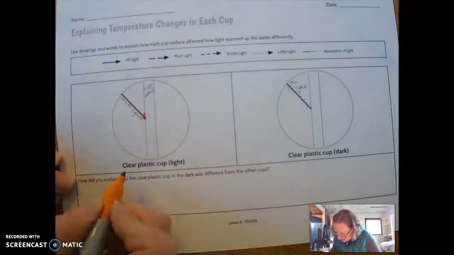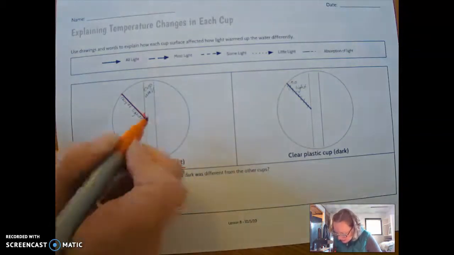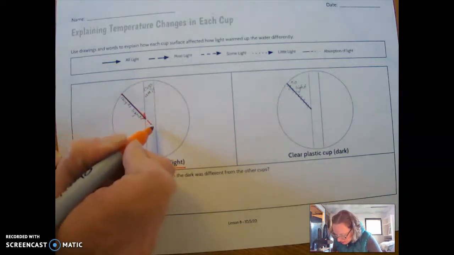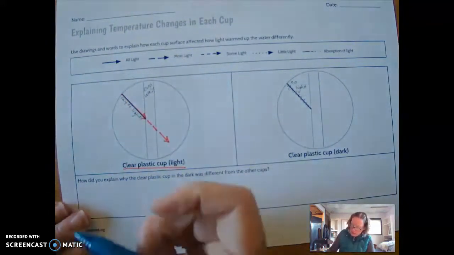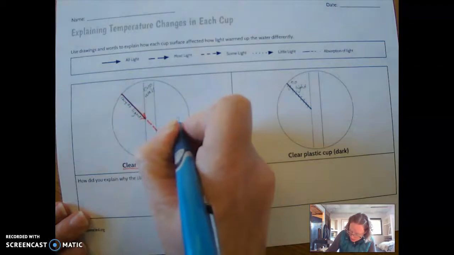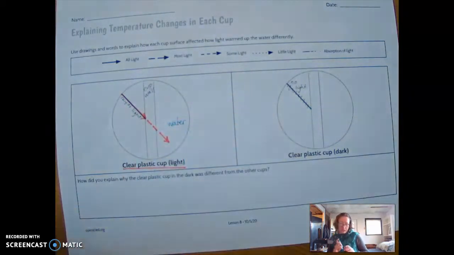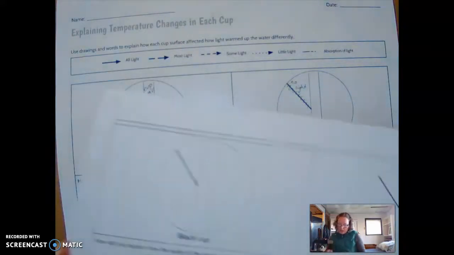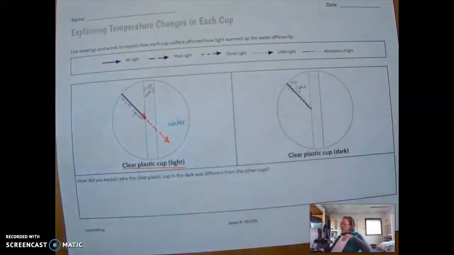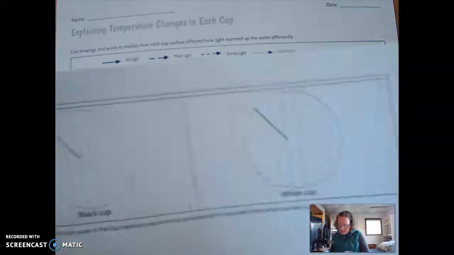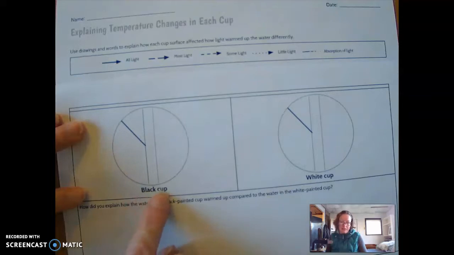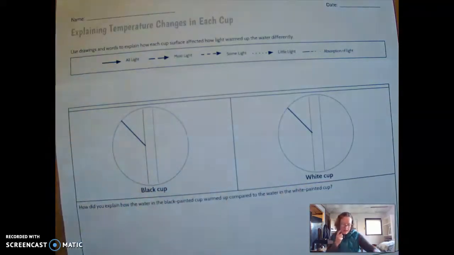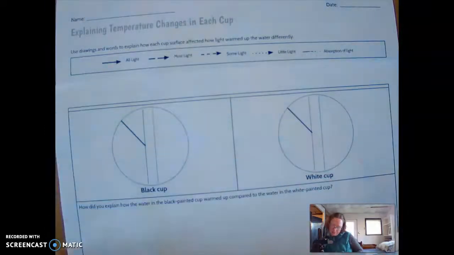So I'm going to say that since this is our clear plastic cup in the light, the vast majority of the light goes through our cup to the other side, to the side with the water. Okay. And I'm going to illustrate it with a mostly complete dashed line. If I was looking at a different cup situation, remember we did a cup that was painted black and a cup that was painted white, we're going to get a different situation.